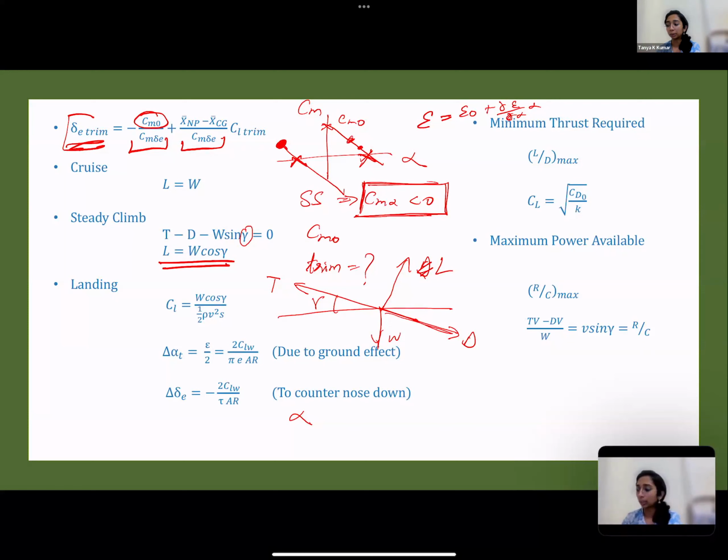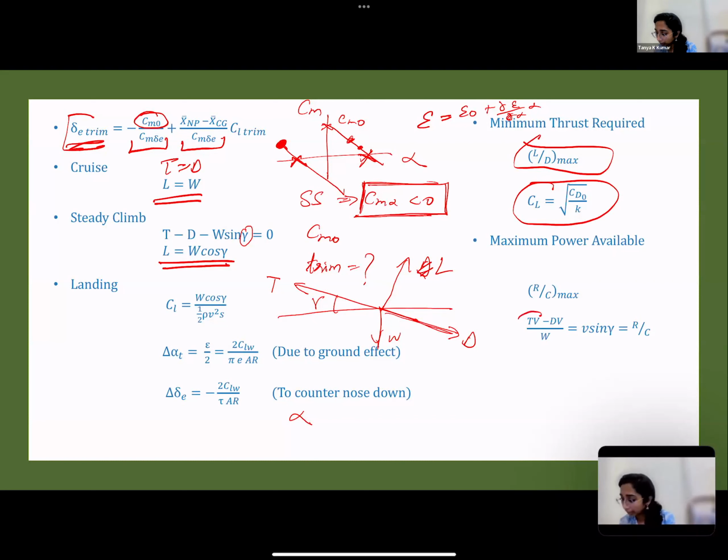In minimum thrust required, you have L by D max. You remember that for cruise, thrust equals drag and lift equals weight. If you simplify this, you know that if it is minimum thrust, your L by D has to be maximum. Similarly, when you solve this L equal to weight equation, you get this. Now for the power available case, the conditions slightly change. You have maximum power available. Maximum power available is what? Thrust into velocity is power available.